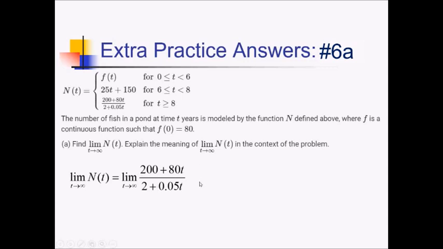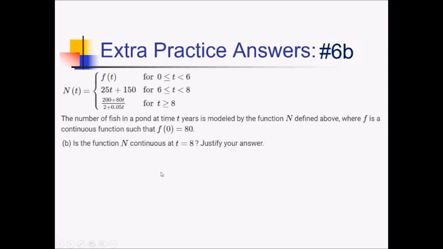So choosing our champion here, in the numerator, we only need to consider the 80t. In the denominator, we just need to consider the 0.05t. So we have 80t over 0.05t, which reduces to, let's see here, 80 divided by 5 would normally be 16, but this is 0.05, so that's going to be 1600. And what does that mean? Well, since this function in general is modeling the number of fish in a pond, that means that as time increases, the number of fish in the pond is approaching 1600 fish.